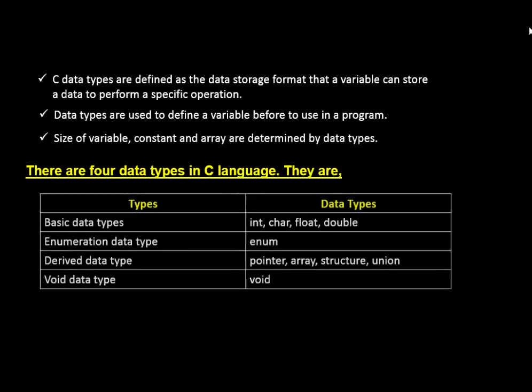There are four data types in C language. These are basic data types, like integer, character, float, and double. The second is the enumeration data type. This data type uses the keyword enum. Then derived data types: pointer, array, structure, and union. And the last data type is the void data type. The keyword used is void. Let's understand the details of these data types.